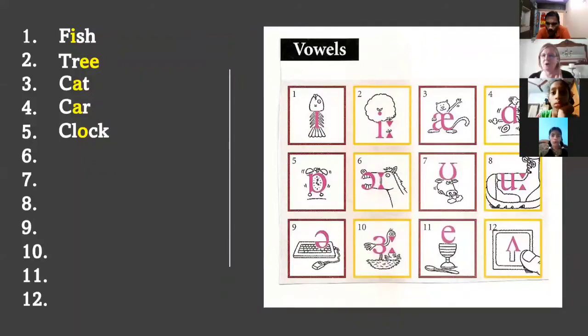Oh. Very good. Number 6, horse. Horse. Horse. Okay. Great. The sound is oh. Great. Very good. 7 is bull.